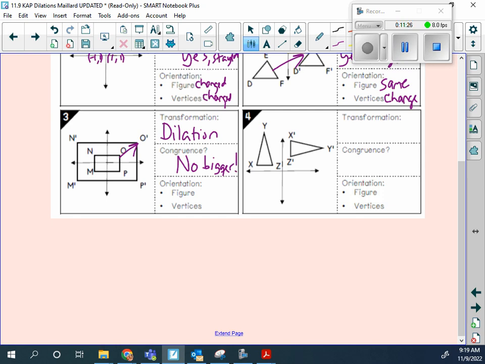Okay. What about the orientation? It stayed the same. What about the vertices? Changed. Okay. And then finally, it was here, now it's here. What is it? It's a rotation. Did it maintain congruence? Yes, it is exactly the same thing, it just turned. So the orientation changed and the vertices also changed.